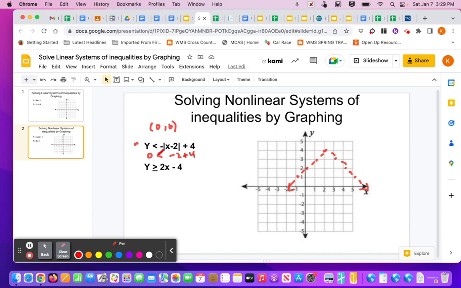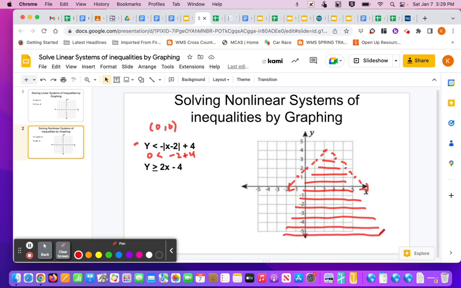Is it true that 0 is less than this? And yes, it is true. 0 is less than 2. When you combine those right there, you get 2. So yes, the origin is part of the solution. That means I need to shade in the region inside of that upside down V. So it would continue like this, all the way down here, forever and ever. That's your shaded region. Okay, that's the first part.